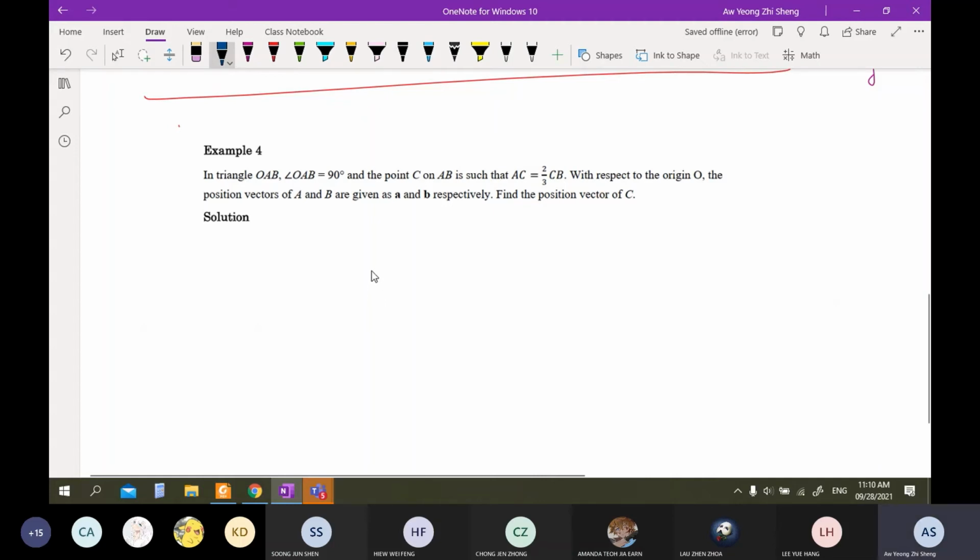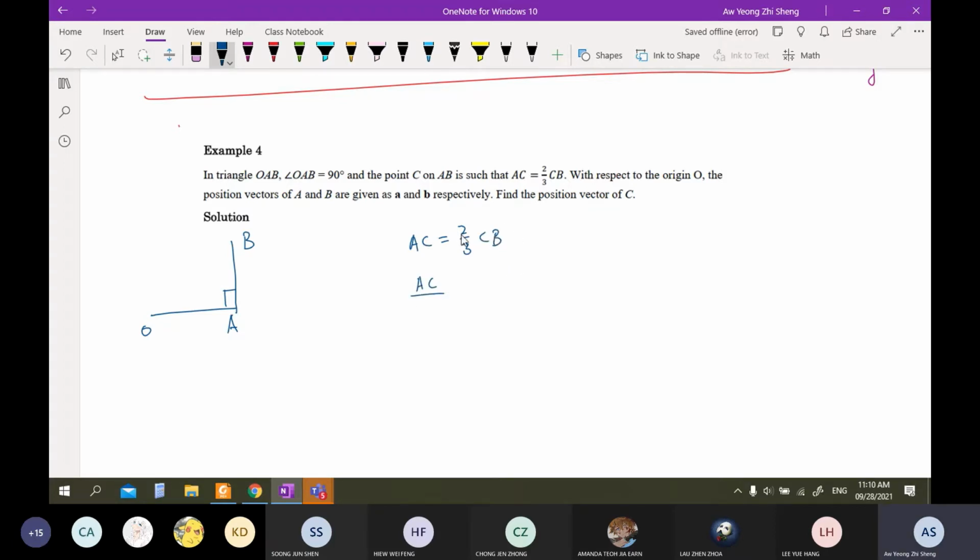It says in the triangle OAB, the angle OAB is 90 degrees. So you can just simply visualize, no marks given for diagram. Just make sure that your 90 degrees happens at the vertex A. And the point C is on AB, such that AC equals a third of CB.